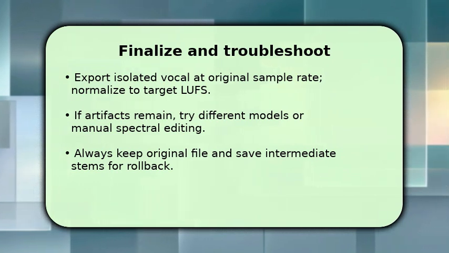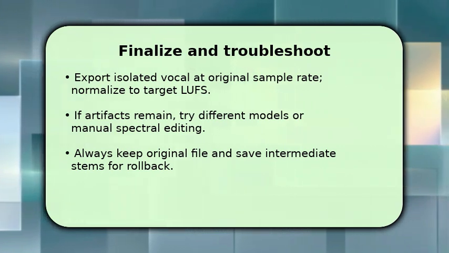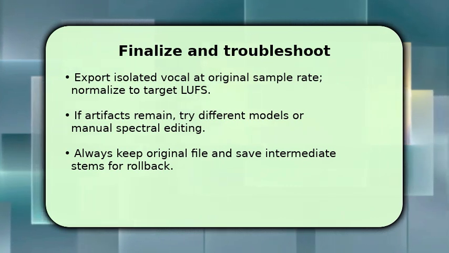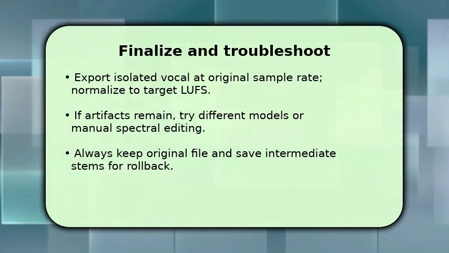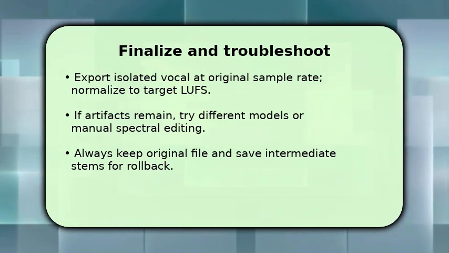offending frequencies. As a quick troubleshooting tip, if the vocal sounds hollow after aggressive processing, revert to the intermediate stem and reduce separation strength, then apply selective spectral repair. Small, surgical edits beat heavy-handed global processing for preserving voice quality.